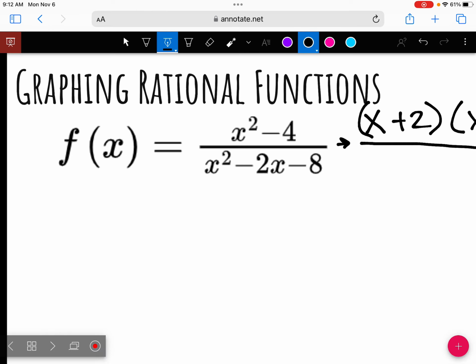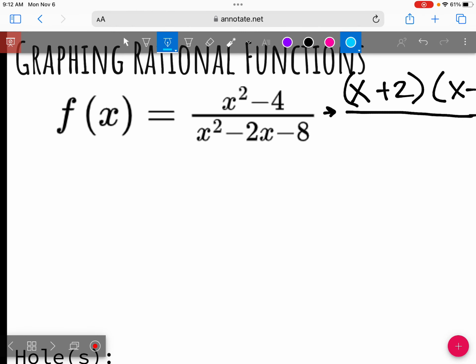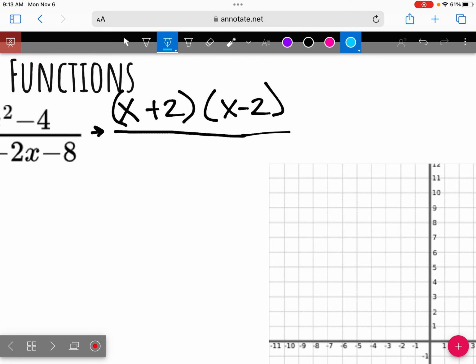Our denominator, I'm going to go ahead and do my x squared minus 2x minus 8. We need a pair of numbers that multiplies to make -8, adds to make -2. -4 and +2. My a value is 1, so we can hop straight into factored form. x minus 4 and x plus 2. That is a minus. It looks like an underscore, but it's a minus.